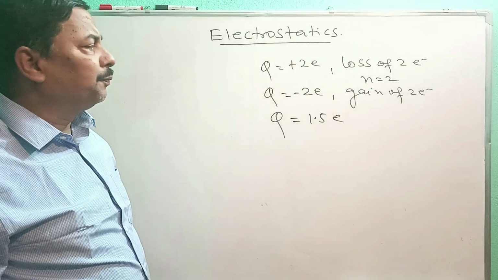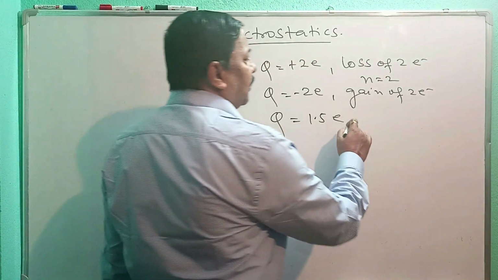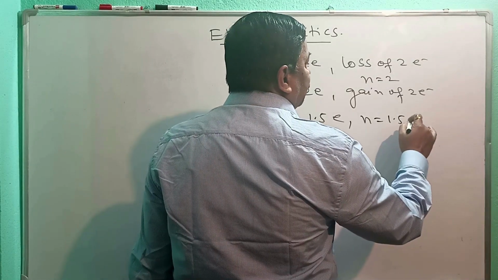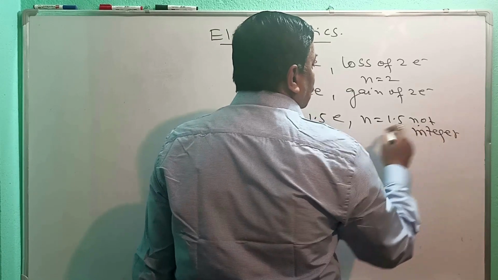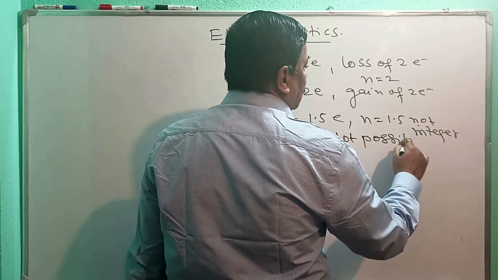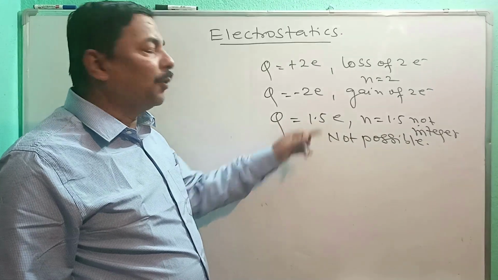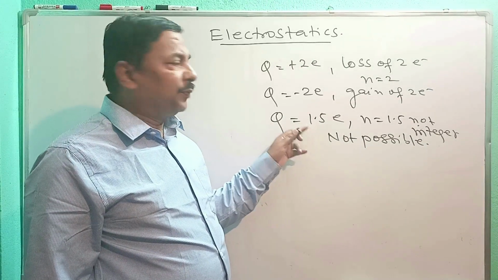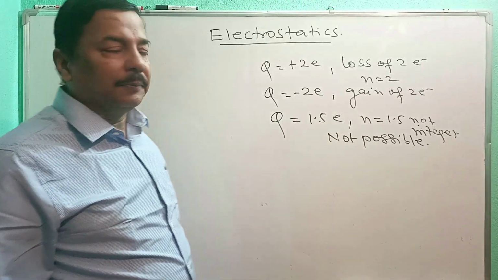But if I write Q is equal to 1.5e, here the number of electrons, N, is equal to 1.5. So it is not possible. That means Q is equal to 1.5e is not possible. This is according to quantization. N should always be an integer. It can have any value, but it should be an integer.